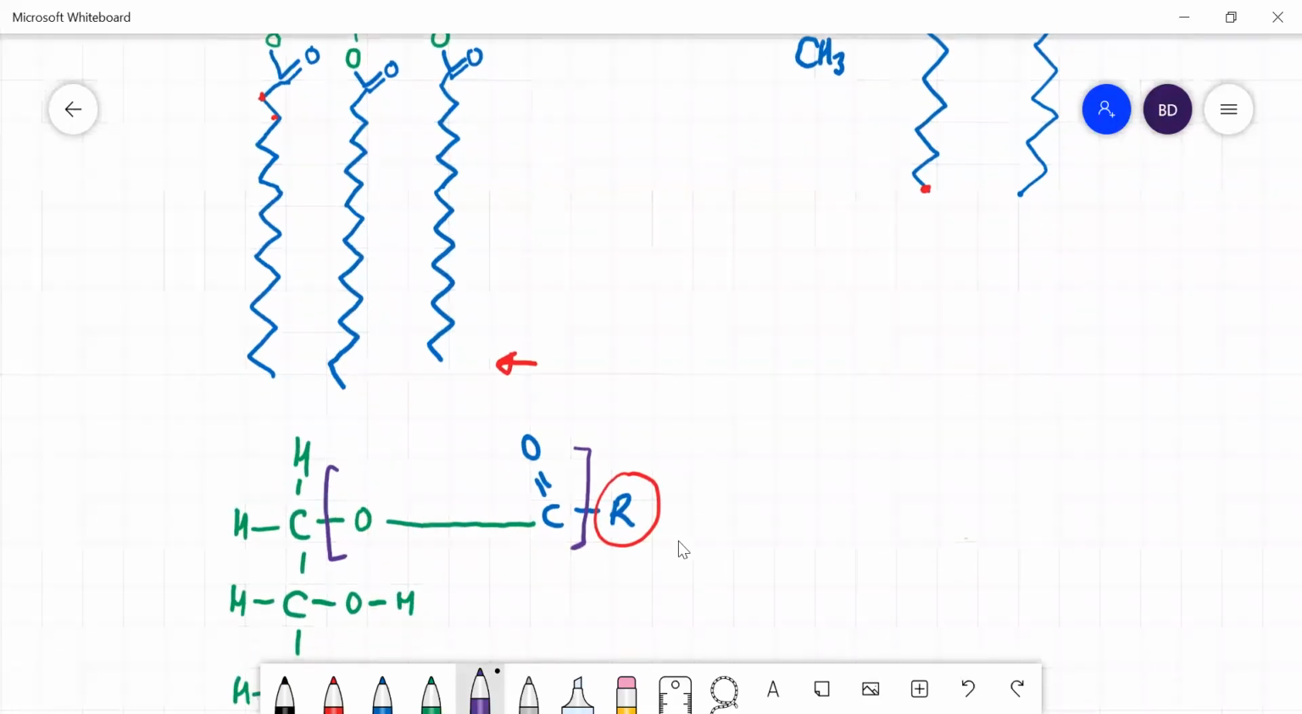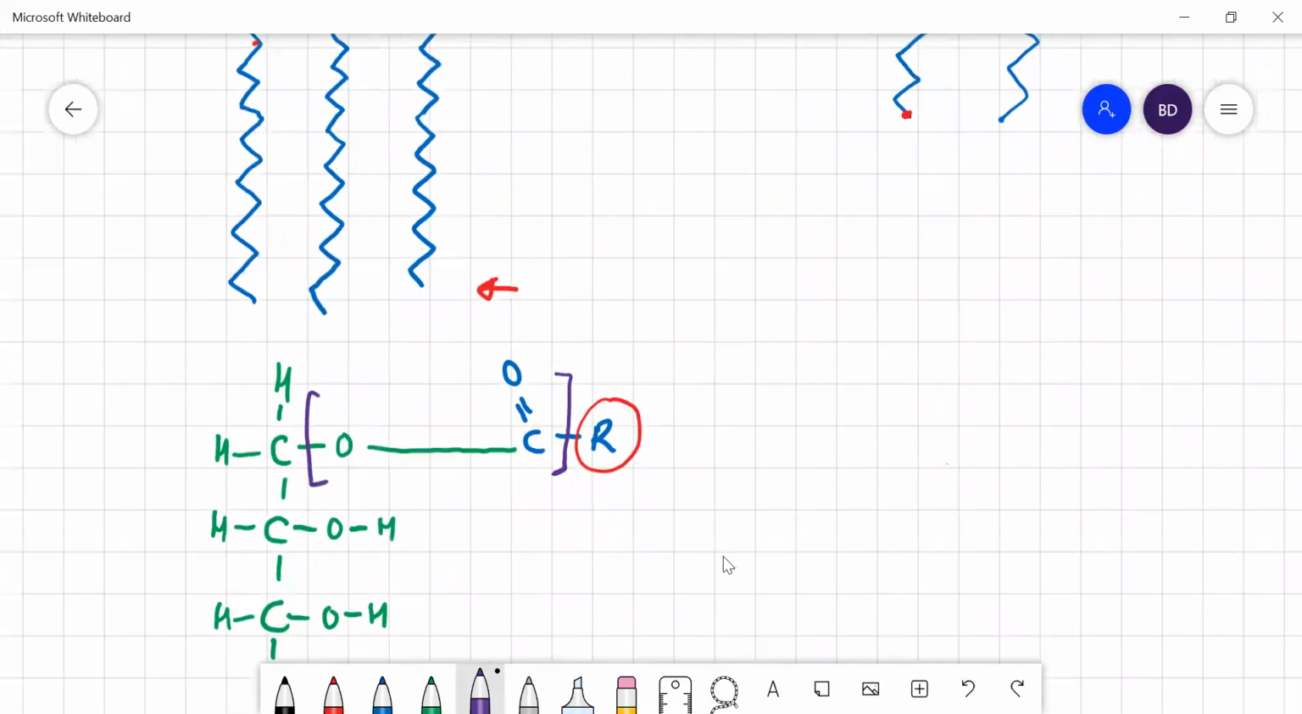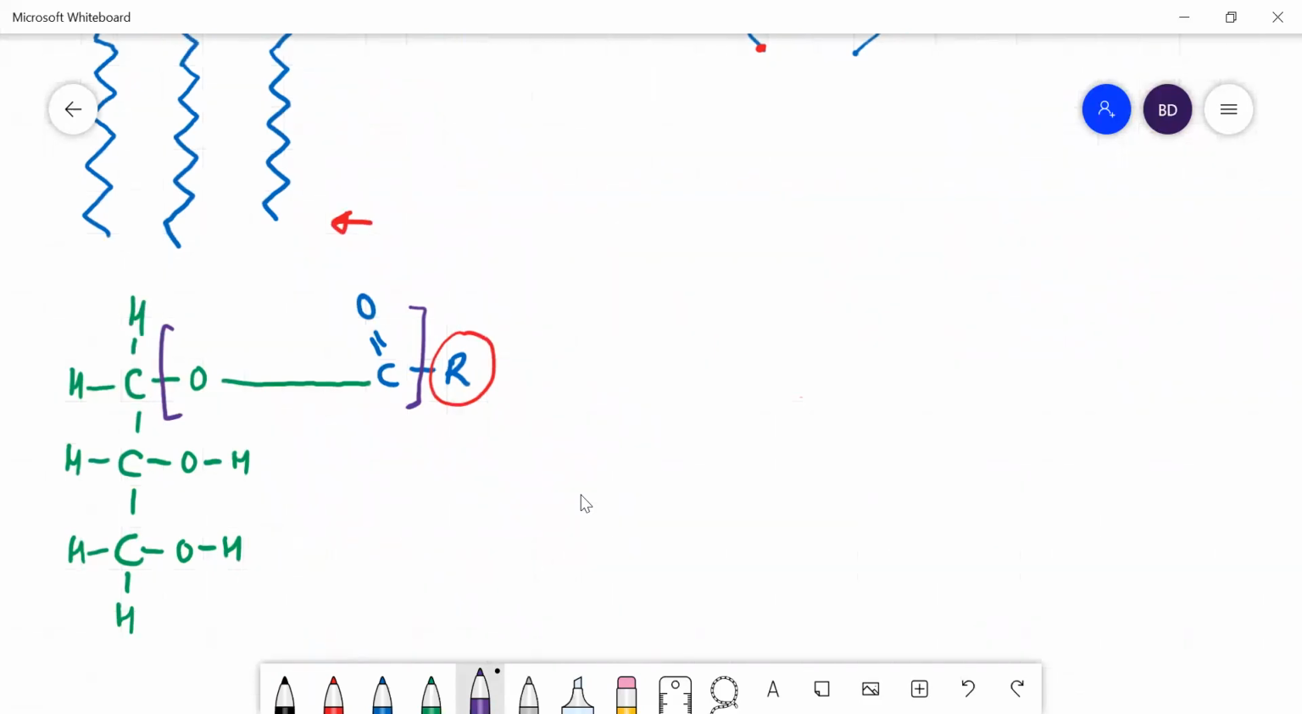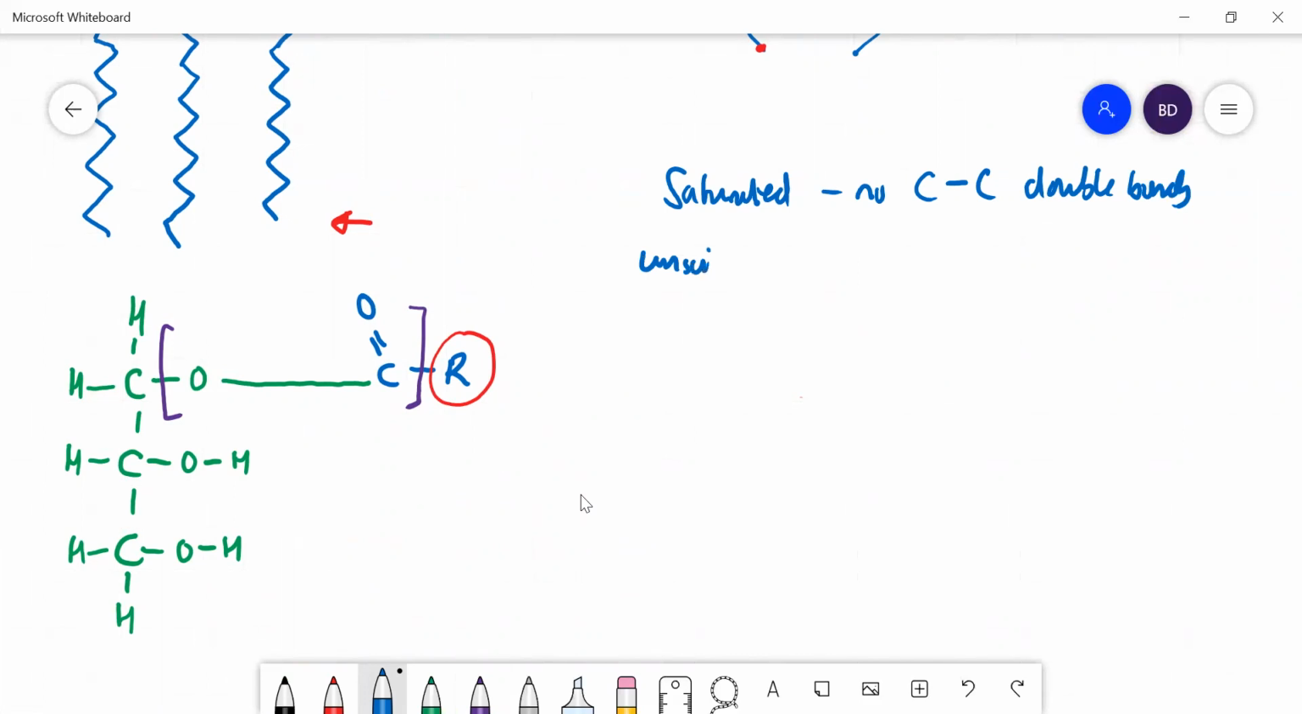Okay, now let's have a think about fatty acids, because you may have heard of saturated fats, saturated fatty acids. That means there are no carbon-carbon double bonds in the fatty acid molecule. Unsaturated means somewhere in the molecule you've got at least 1 carbon-carbon double bond.